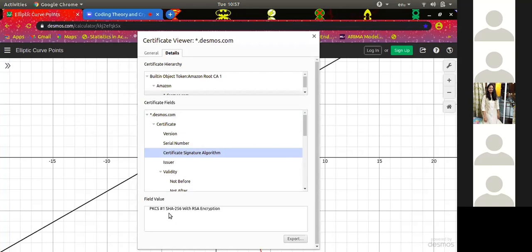So this is the thing which I was saying last time: we can find what kind of algorithm a website is using. For example, right now I'm sharing the screen. Desmos is basically using SHA-256 with RSA encryption.